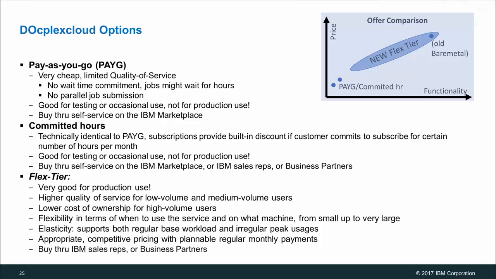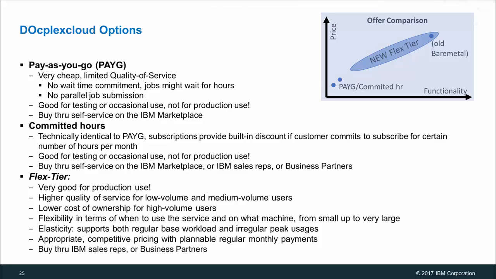Pay-as-you-go is available on 2 different server configurations at 2 different base prices. The committed hours model is technically identical to the pay-as-you-go. It just offers a discounted price if you commit to subscribe to a certain number of hours per month. Everything else is identical to pay-as-you-go.